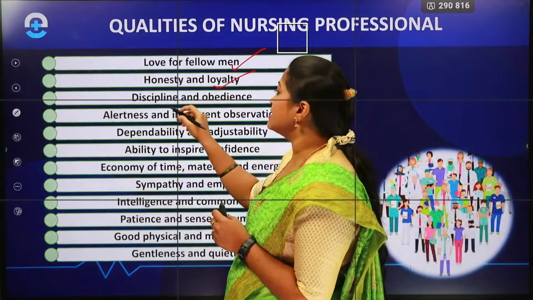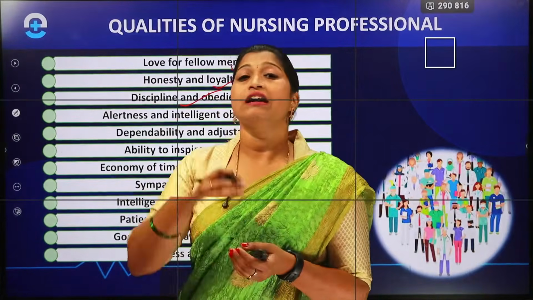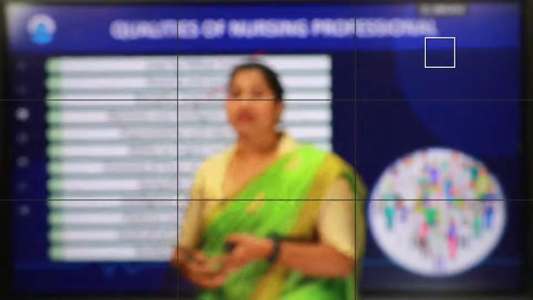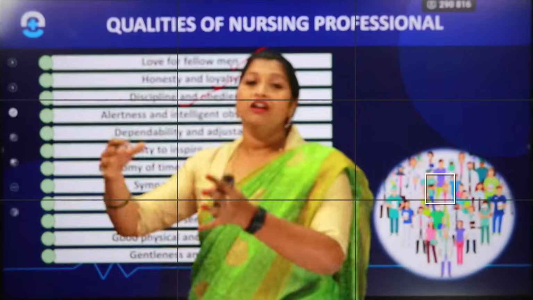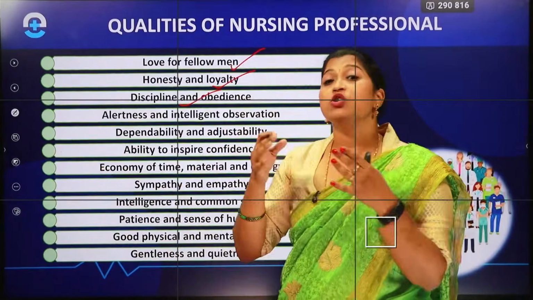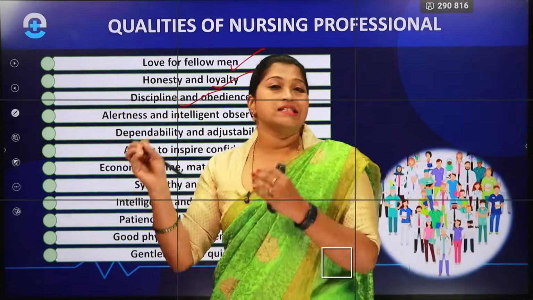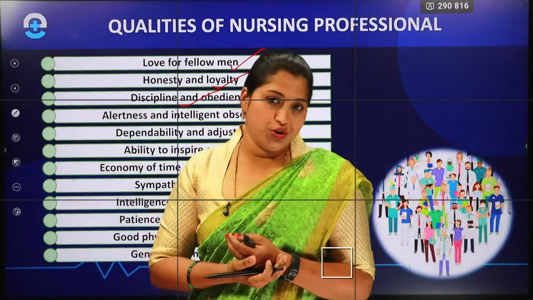The next one is discipline and obedience. If you do not maintain discipline, especially in the nursing profession, then it will not be useful when you are giving care to the patient. So make sure as nurses you learn discipline in your life and be obedient towards your seniors and also to your juniors.